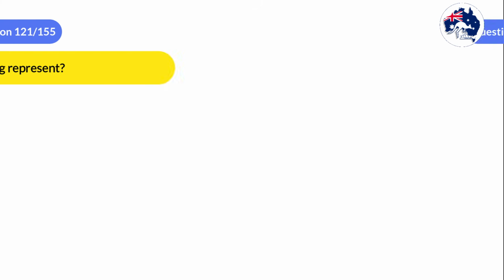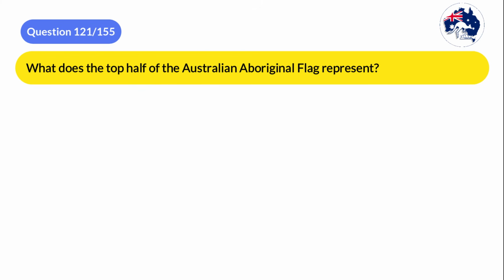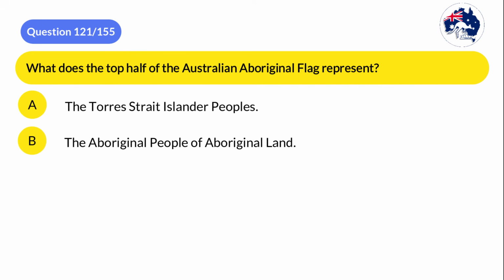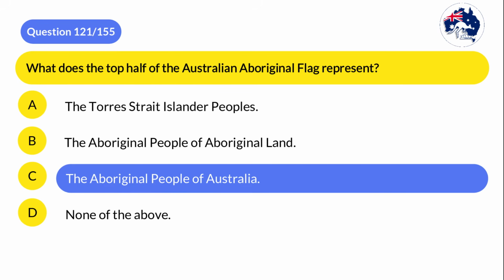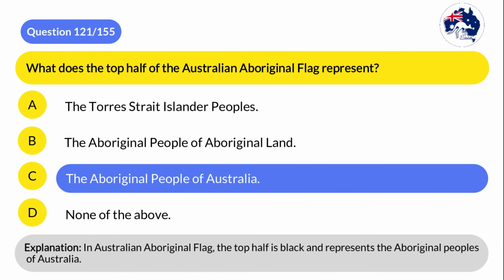Question 121. What does the top half of the Australian Aboriginal flag represent? A. The Torres Strait Islander peoples. B. The Aboriginal people of Aboriginal land. C. The Aboriginal people of Australia. D. None of the above. The correct answer is C. The Aboriginal people of Australia. Explanation: in the Australian Aboriginal flag, the top half is black and represents the Aboriginal peoples of Australia.